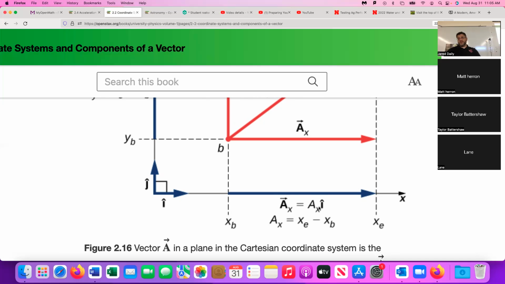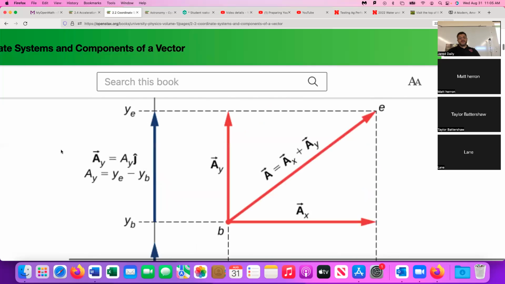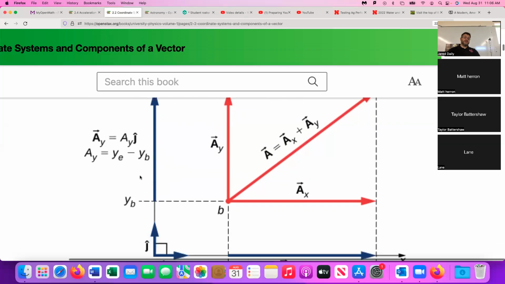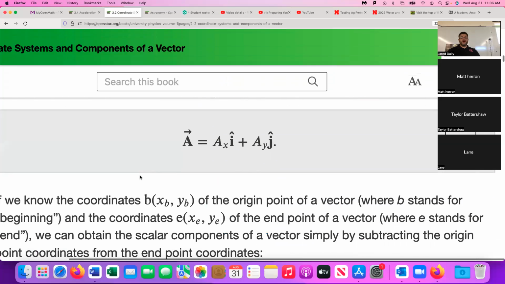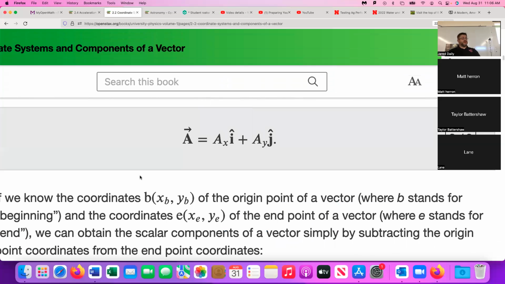The unit vector is equal to 1 times a direction. In this case, it's 1 times the x direction, which is i hat. So our component A sub x is equal to A sub x magnitude times i hat, and our component A sub y vector is equal to A sub y magnitude times j hat, right? So that's simple.